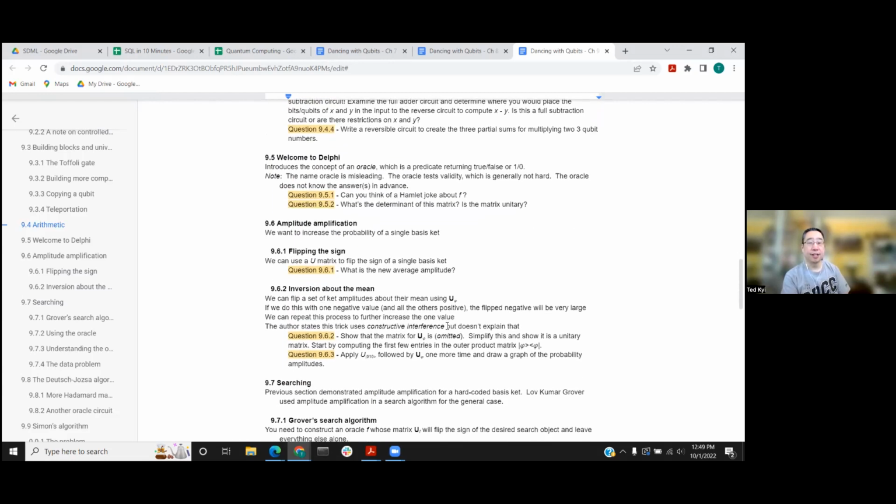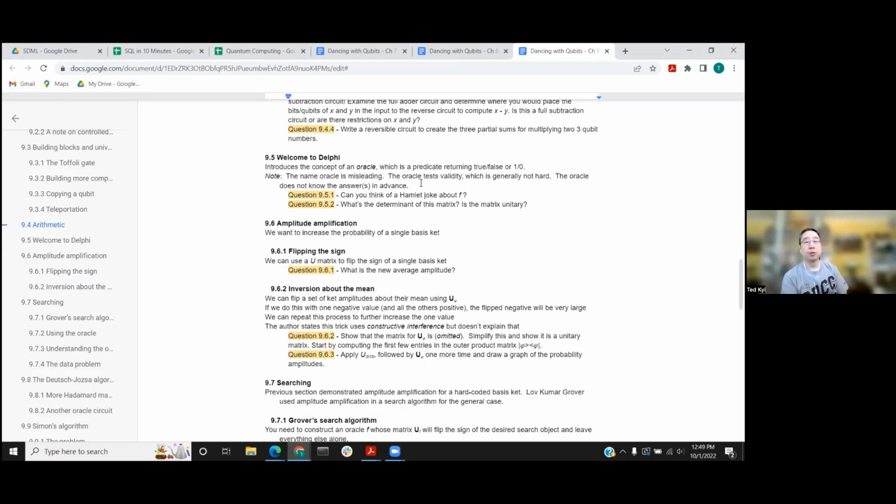All right, section 9.5 introduces the concept of an oracle. If you're in computer science, you may be familiar with the term predicate, but basically it's a function that returns either true, false, or 1, 0. We'll see the implementation of the oracle might be slightly different, but the general idea is that it's just a true, false kind of machine. And I will note that the name oracle got coined however many decades ago, and it's actually misleading.